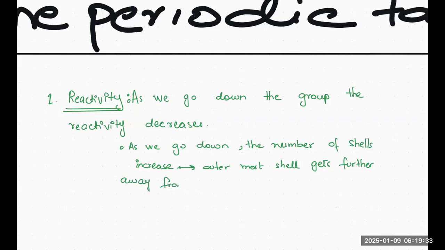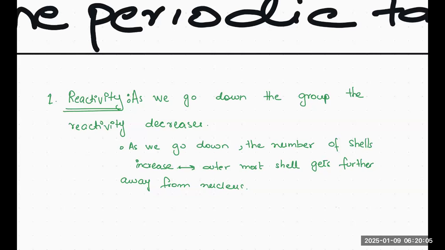Right? Now, what is going to happen? So far, if you look at my answer, you will notice that this is exactly similar to what I had told you for group 2 as well. I told you the same logic for group 2, that as you go down the group, the number of shells increase and the outermost shell gets further away from the nucleus. So why is there a difference between the reactivity of group 7 and group 1?